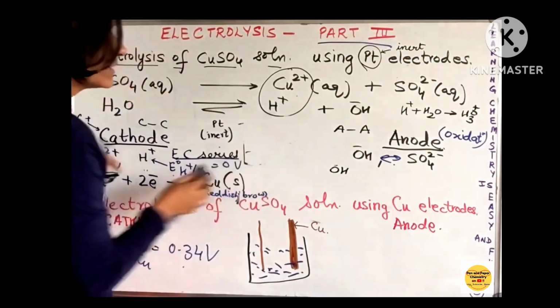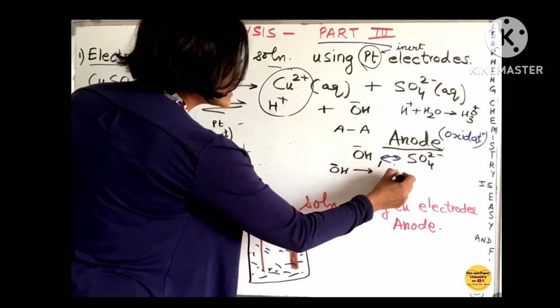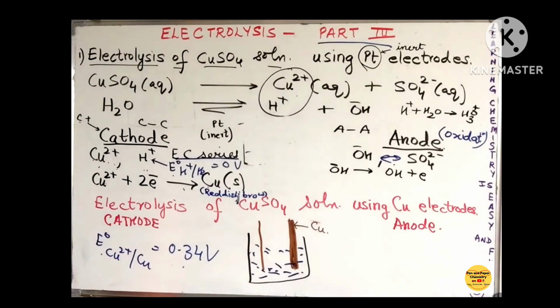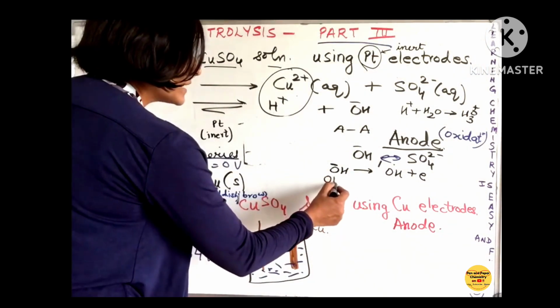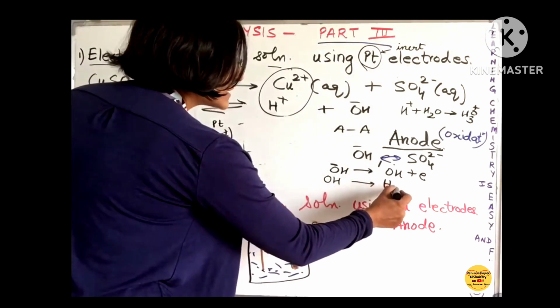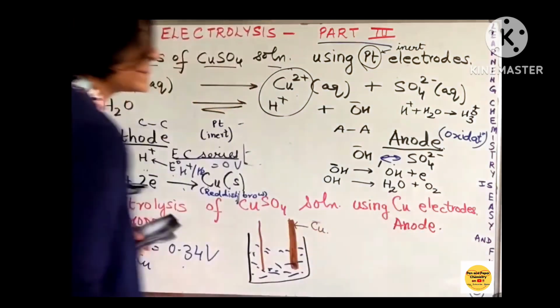OH negative will lose electrons. Now when it loses electrons, it becomes OH. Have you ever heard of a molecule like OH? No, it does not exist, right? So what happens is OH particles come together to give us H2O and O2 over here.